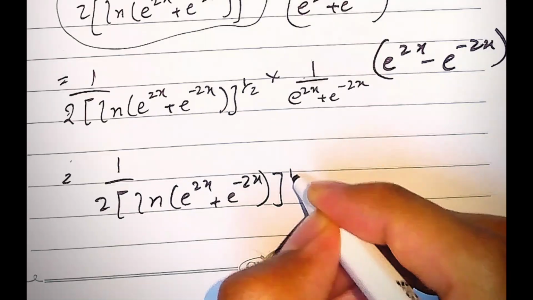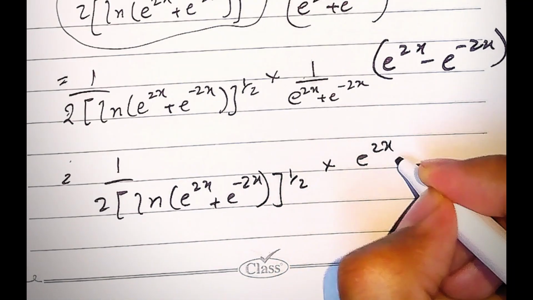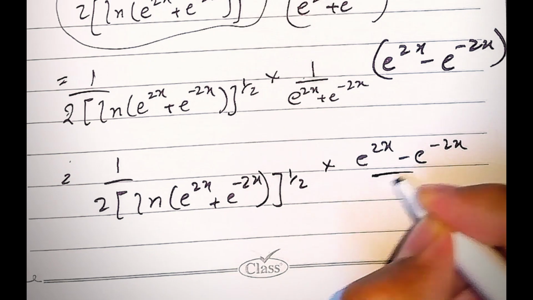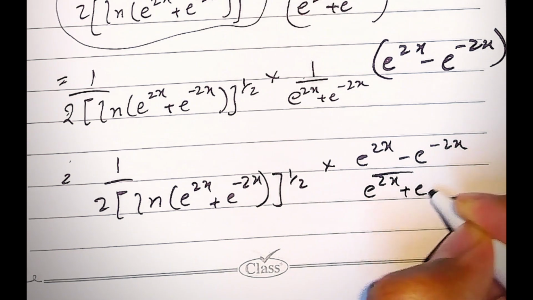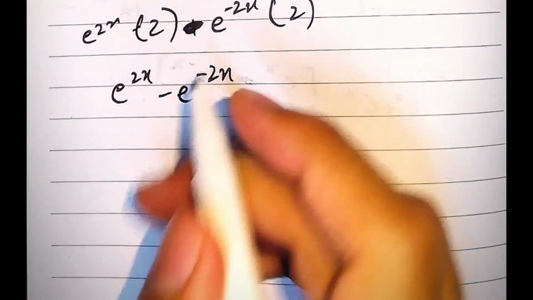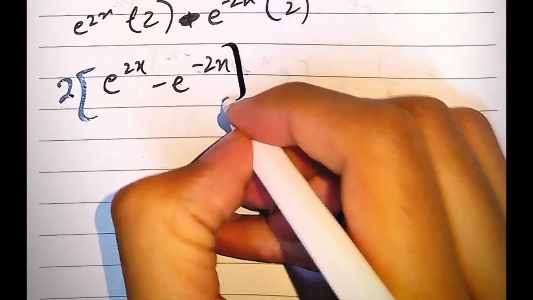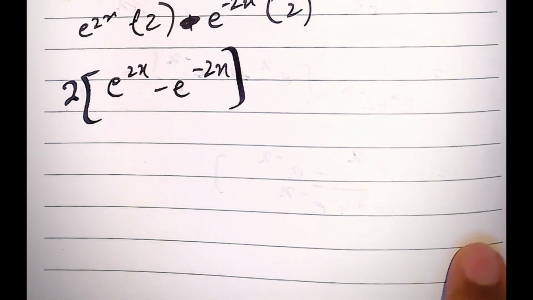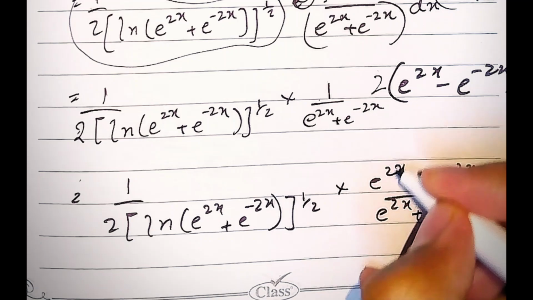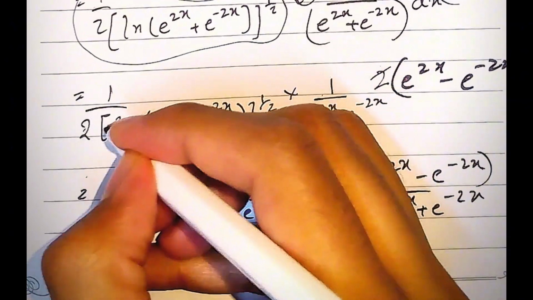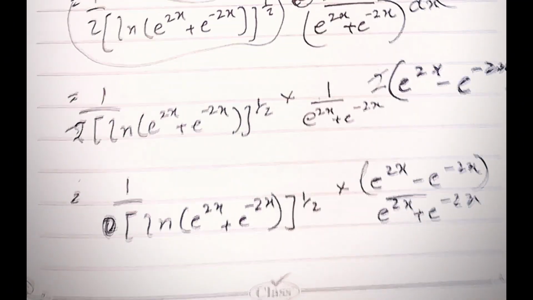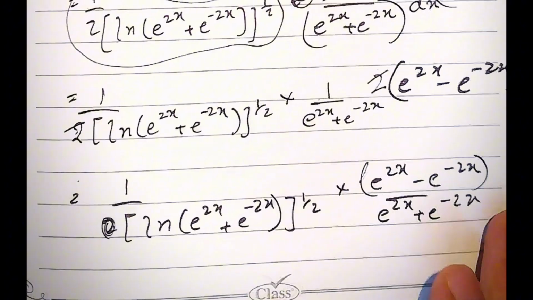So we have power 1 by 2 multiplied by e^(2x) minus e^(-2x) divided by e^(2x) plus e^(-2x). I forgot to put the 2's over here, so the 2's will be taken out as common, and we are left with e^(2x) minus e^(-2x). So the 2's will also be placed over here, and this 2 will be cancelled by this 2, so we are no more left with 2's anymore. Okay, so this is the final derivative.